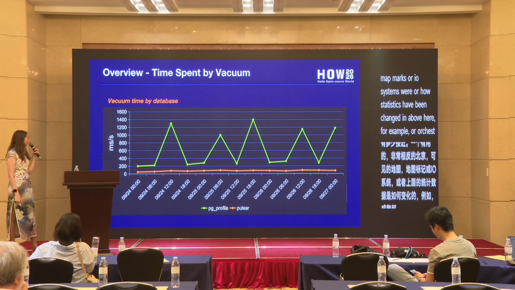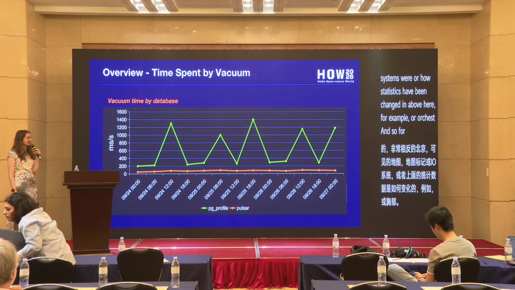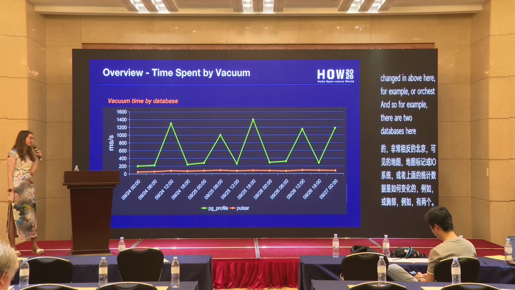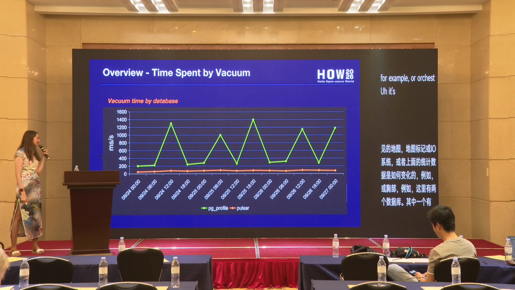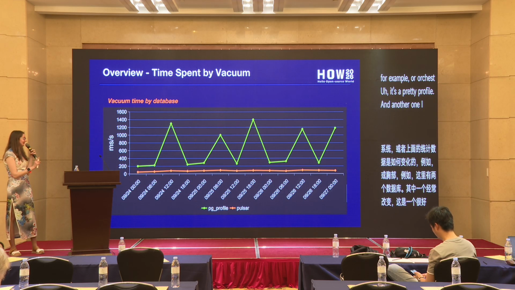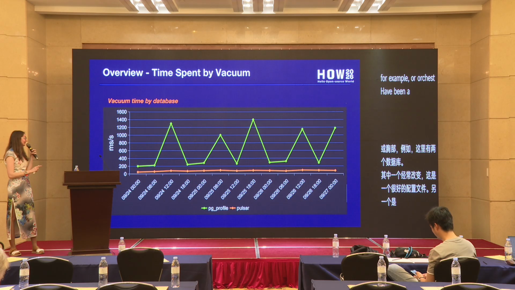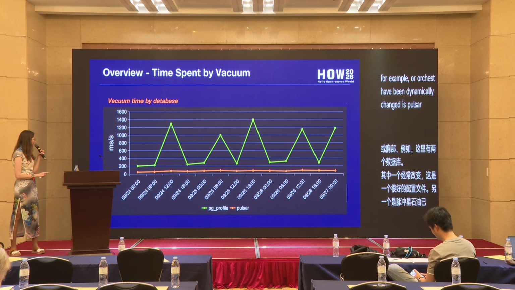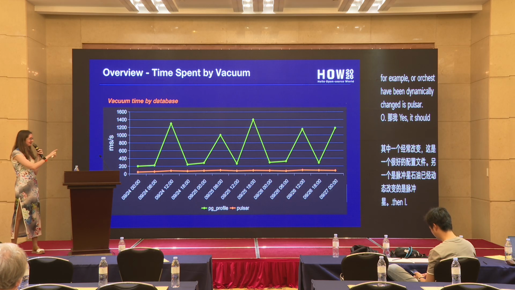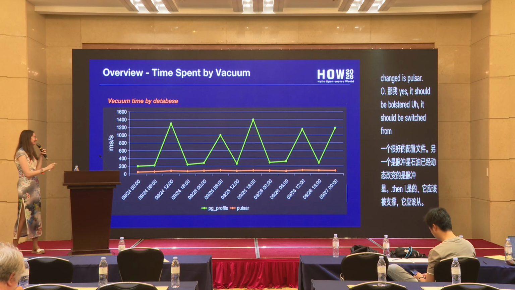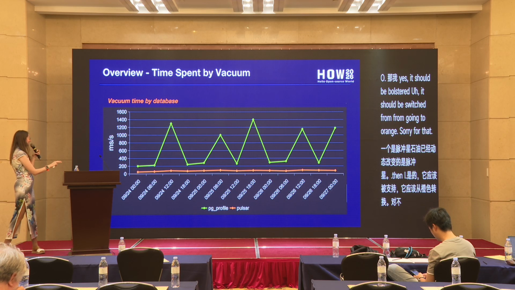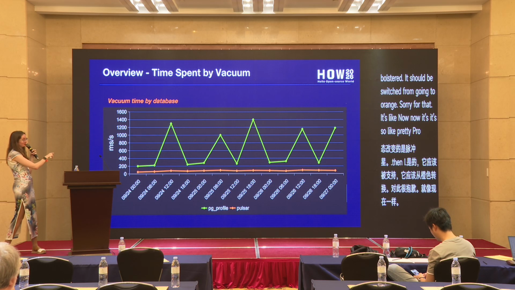For example, there are two databases here. One of them has been frequently changed. It's pg_profile, and another one is Pulsar. The one dynamically changed is Pulsar. Oh, no. Yes, it should be Pulsar. It should be switched from green to orange. Sorry for that. Now it shows pg_profile as frequently changed, but it should be Pulsar.